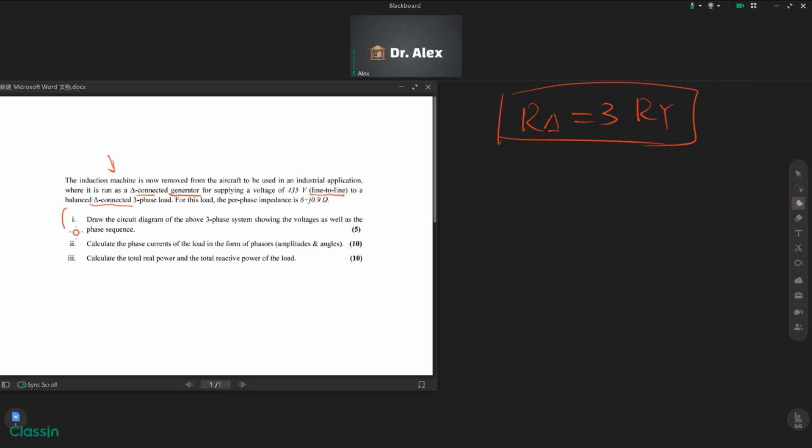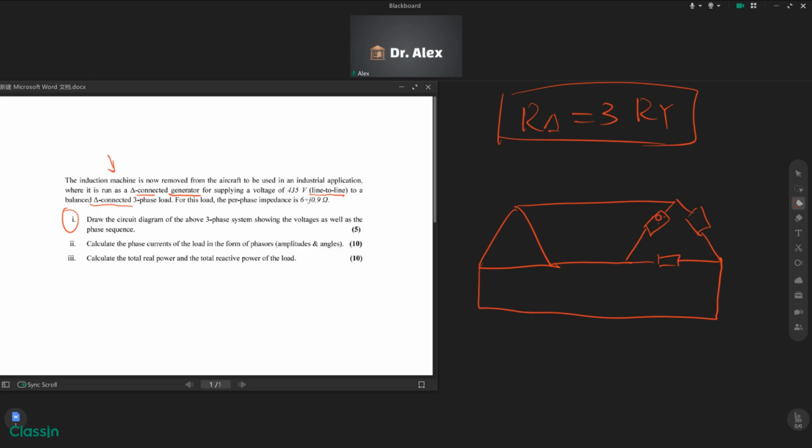So the first question is asking us to draw the equivalent circuit. I don't think there is much difficulty for us to draw the circuit diagram, which is like this. This is the source. Sorry, it's delta to delta, right? So this delta to delta is like this.